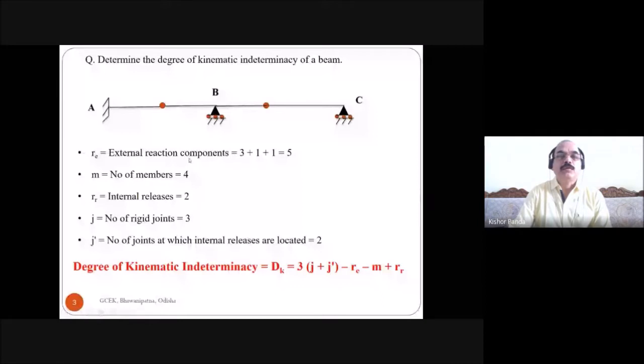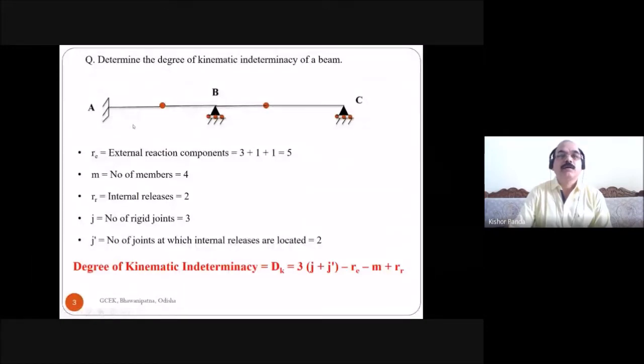First, find out re, the external reaction components. How many external reaction components are there here? A fixed support means 3 reactions. This is a roller, meaning 1 reaction. This is a roller, meaning 1 reaction. So the total reaction components is equal to 5. Then you have to consider the number of members. You have to consider the internal hinges, and this is one member, this is one member, this is one member, this is one member: 4 members.